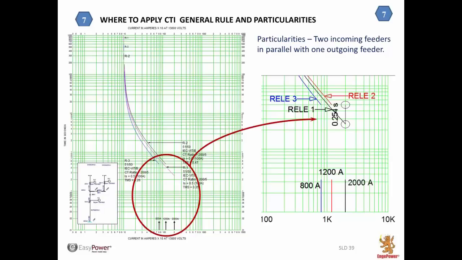Because when a short circuit happens in the outgoing feeder, the first relay is seeing 2000 amps, and it takes 0.25 seconds to trip. At the same time, the other relays are seeing the same current, and they are going to trip in 0.5 seconds. So they are coordinated. You see? So what I can tell you is that in coordination, sometimes what you see is not what is happening. So you have to pay attention in these particular situations.